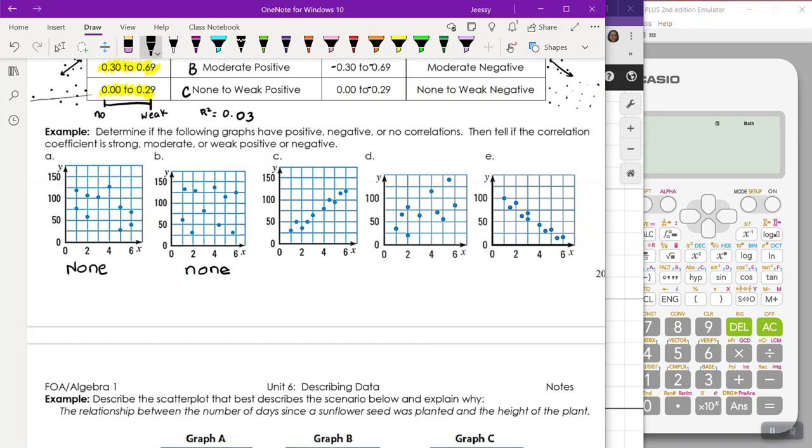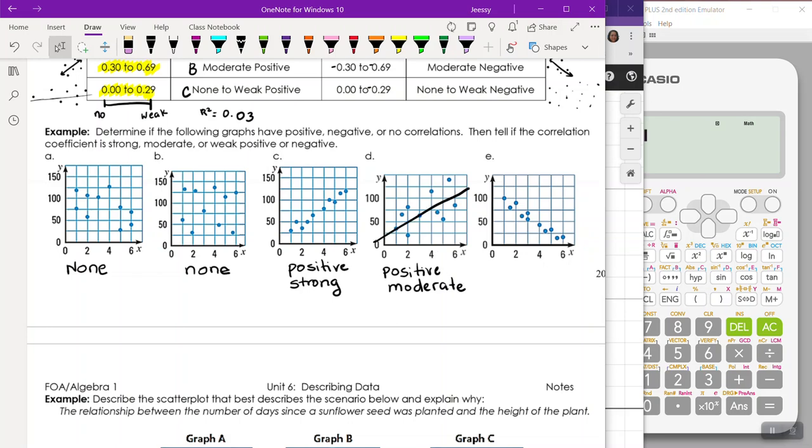Okay, just slow it down just a bit. And for letter C, what would you say? It's positive. And would we say that it is strong, moderate, or weak? Okay. All right, letter D. Is it positive, negative, or no? Yes, I will agree. It is a positive correlation, but it's very moderate, as in medium, not very strong.